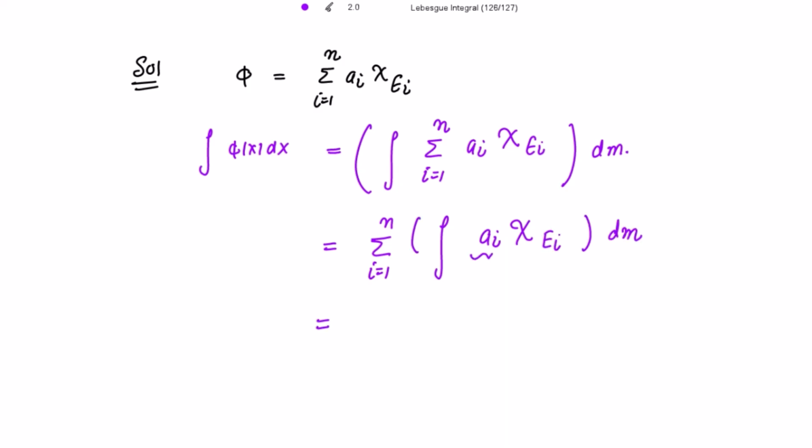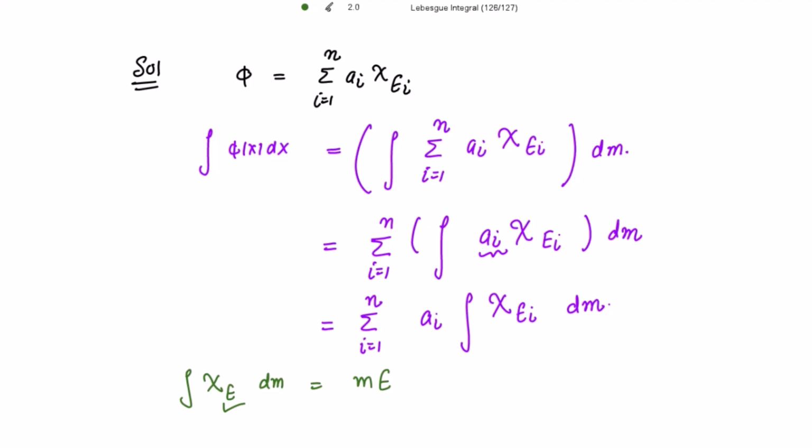Then we can take this constant ai outside of this integral. So this can be further written as summation i going from 1 to n, because this is your constant. So I am taking this outside of this integration, and the integrand is chi ei with respect to m. Please note that the integration of chi e is always equal to the measure of this e, right? So the integration of chi ei will be equal to the measure of this ei, right?